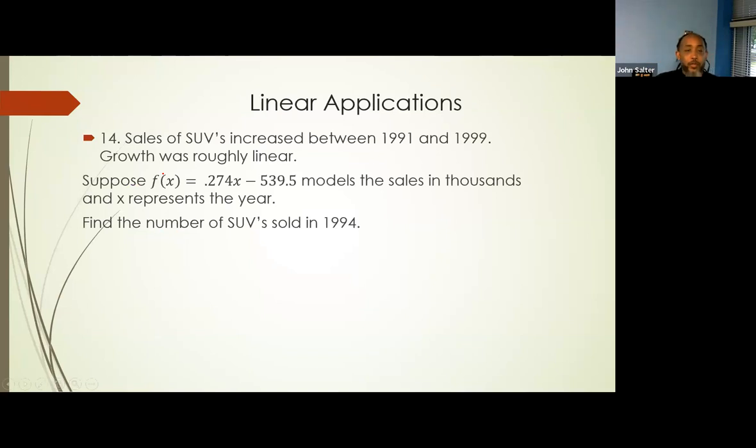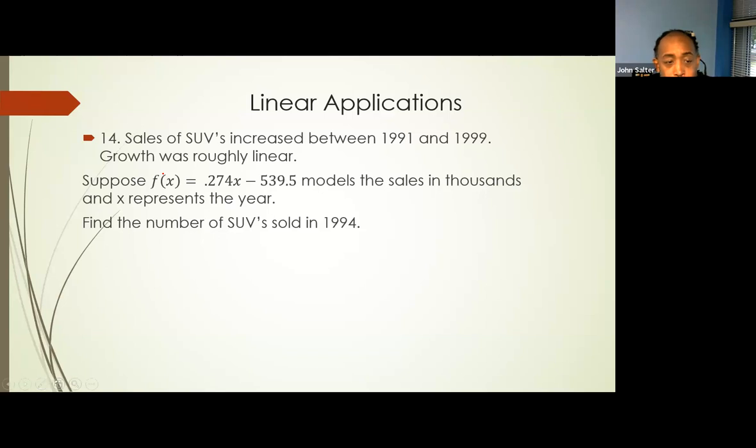All right, sales of SUVs increased between 91 and 99. Growth was roughly linear. Suppose f of x equals this formula, and that models the sales in thousands, and x represents the year. So f of x is sales in thousands, and x is the year. Find the number of SUVs sold in 1994.